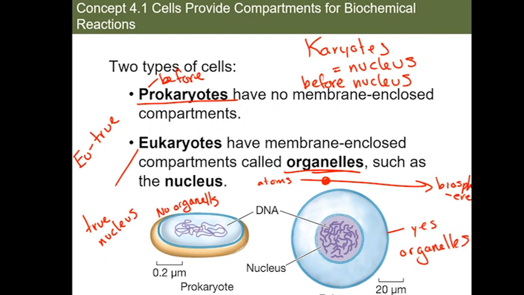So a prokaryote just has the one membrane on the outside. Eukaryotes have multiple membranes. They have the membrane on the outside, the membrane around the nucleus, and then membranes around all kinds of things in the cell, like the endoplasmic reticulum, the mitochondria, chloroplasts, vacuoles, Golgi apparatuses. These are all membrane bound.